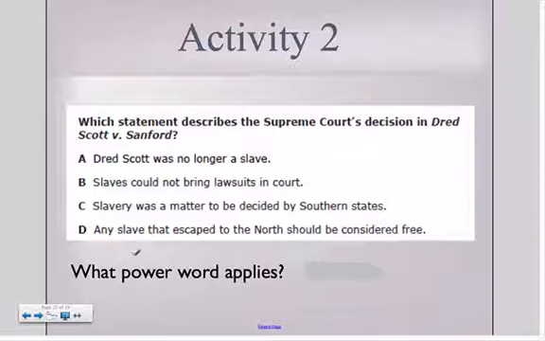Look at the question and which power word is it probably asking us? Yeah, you got it. It actually had the word exactly in the question. Describe. So a lot of times the test will actually have the word in it. And again, describe means for us to say the who, when, where, what, how of a question.